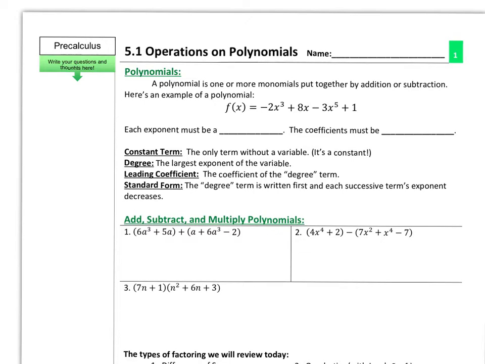Oops, I forgot to put my pen. Must be a whole number. And the coefficients must be real numbers. You gotta know the difference there between them.